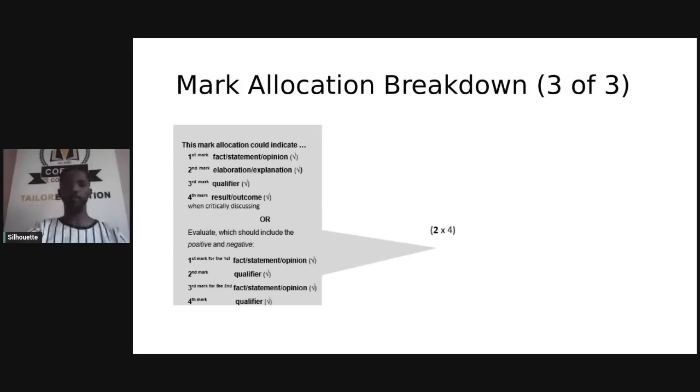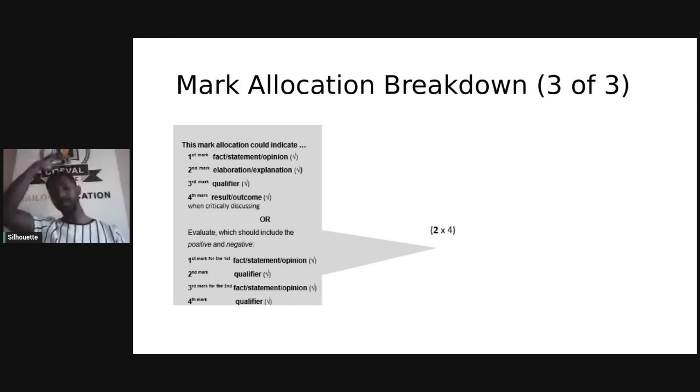And then this example that I just projected is mostly found in section C. So section C is quite comprehensive when it comes to marks. Each question carries a significant amount of marks. So in this example, it's 2 times 4, which means that you have to give 2 facts, and each fact is 4 marks each.